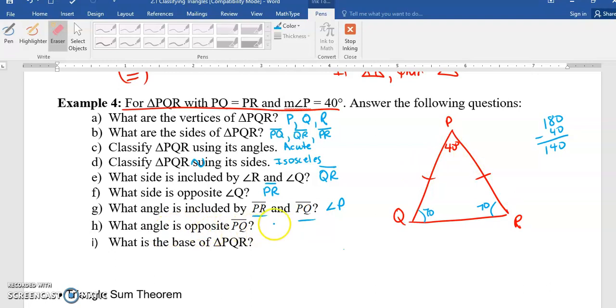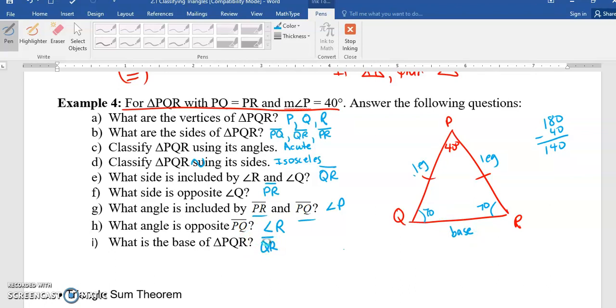Which angle is opposite of PQ? Here's PQ. Across from side PQ is angle R. What is the base of triangle PQR? Well, the two that are the same are the legs. The one that is not the same is the base. So the base is line segment QR.